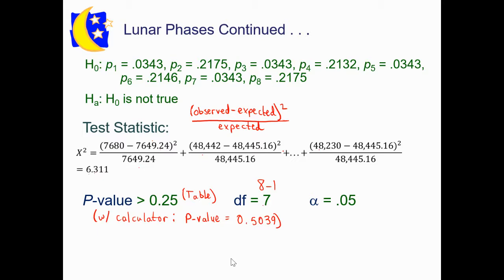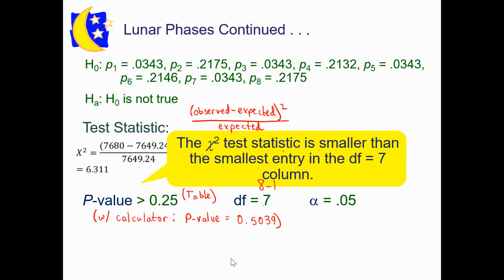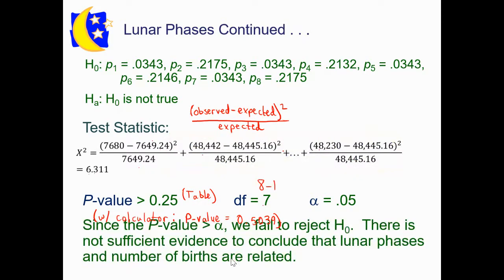What would our decision be? Definitely. So since the p-value is greater than alpha, we fail to reject H0. So there is not sufficient evidence to conclude that lunar phases and the number of births are related.